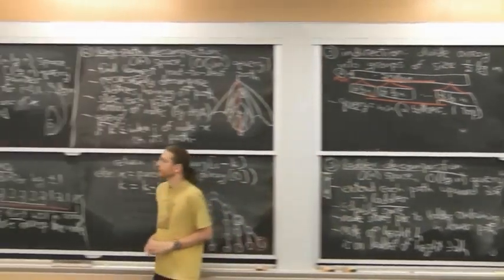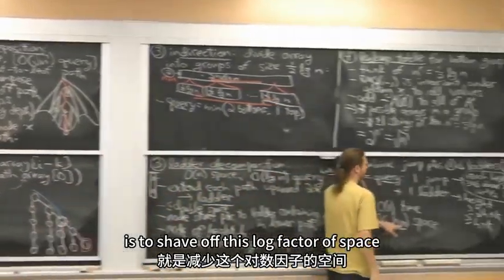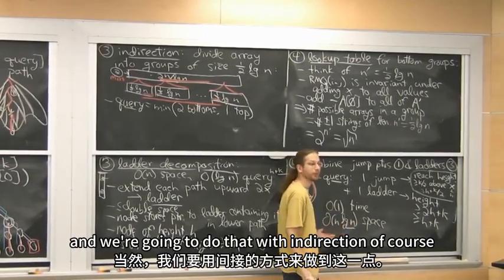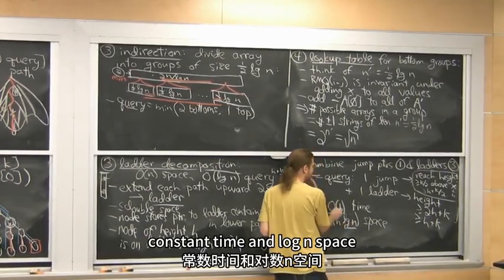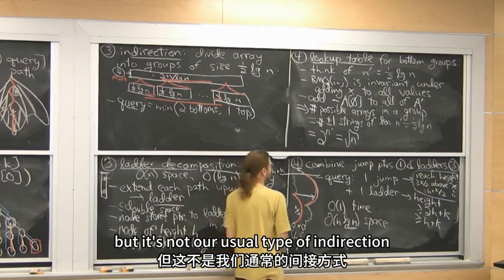Okay. So last thing to do is to shave off this log factor of space. And we're going to do that with indirection, of course, constant time and log n space. But it's not our usual type of indirection.